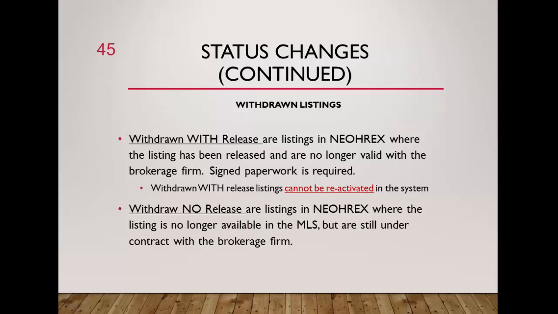Withdrawn no release is a status where your seller no longer wants to market or sell their property, and they've asked you to withdraw the listing from the MLS. In this scenario, the listing agreement is still active and the seller is still obligated to you. However, you, with their request, are no longer marketing that in the MLS. So they're still under contract with the brokerage or firm. The listing is just no longer showing in the MLS as an active listing. Withdrawn no release listings will expire on their expiration date.